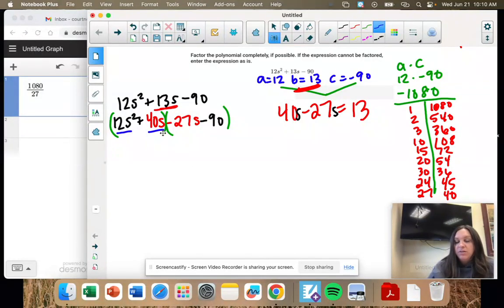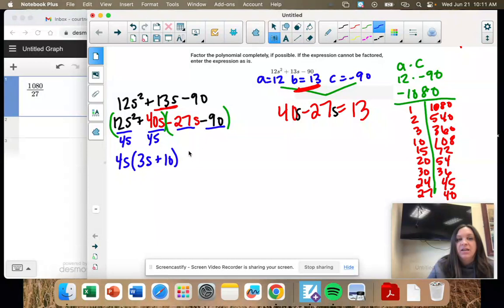So what do 12 and 40 both divide by? If you know your times tables, it's a lot easier. If not, start plugging in numbers in your calculator. They both have an S, and they both divide by 4. So 12 divided by 4 leaves us 3 with 1 S left over. And 40 divided by 4 is 10.